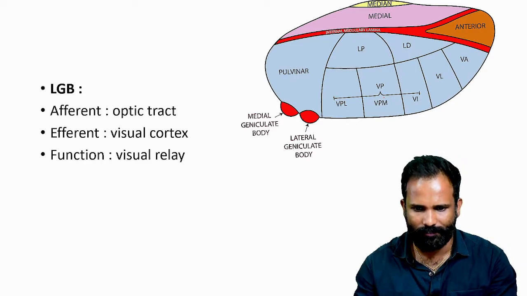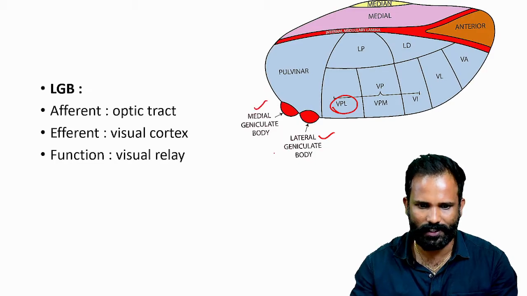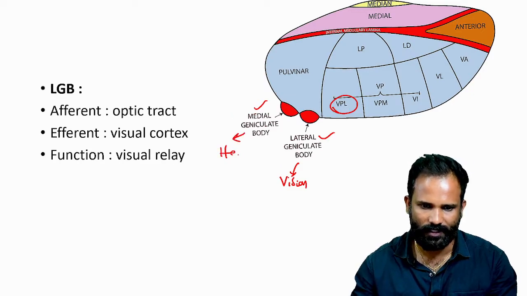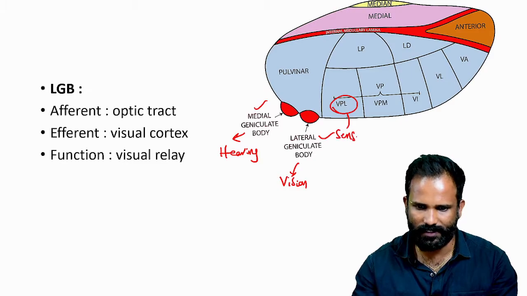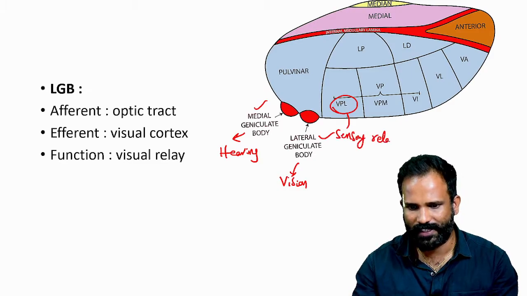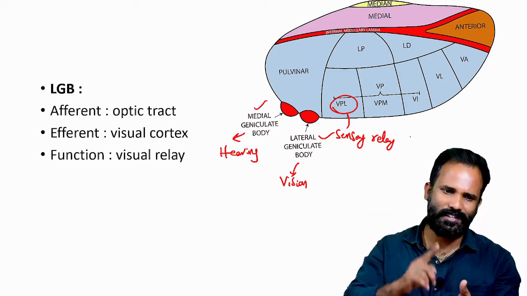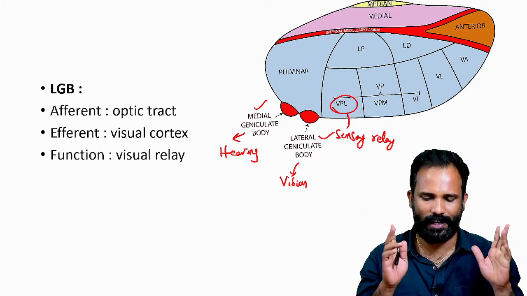So we talked about these three: ventroposterolateral, lateral geniculate, medial geniculate. This is concerned with vision and this is concerned with hearing and this is concerned with sensory relay. So both sensory as well as special sensory relay is occurring in the thalamus.